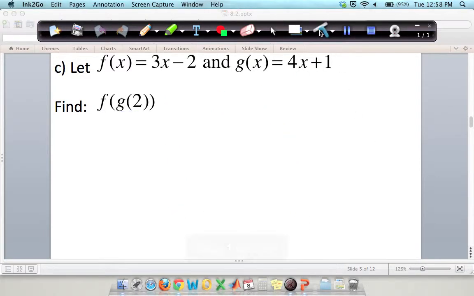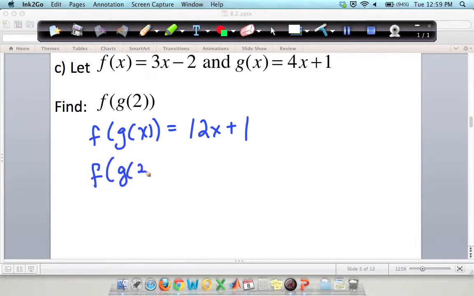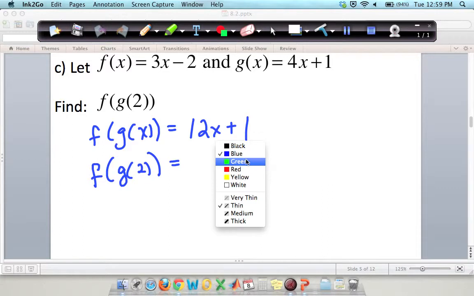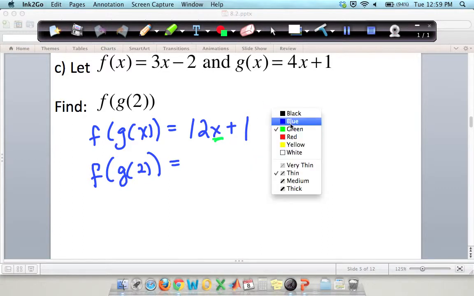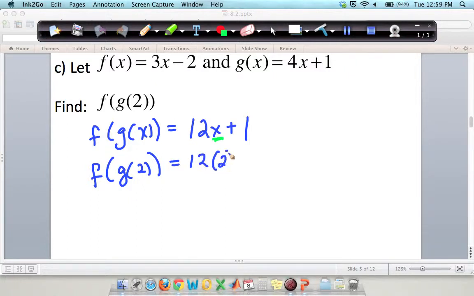The next one says find f of g of 2. For f of g of 2, instead of just plugging in a variable, we're actually going to get a number. We could start from the very beginning, but since we already found f of g of x, I'll just write that down here. Remember, we found f of g of x equaled 12x plus 1. So f of g of 2 basically says take this function, but instead of x, plug in 2. So instead of x, we write 12 times 2 plus 1. Simplify. 24 plus 1 is 25.